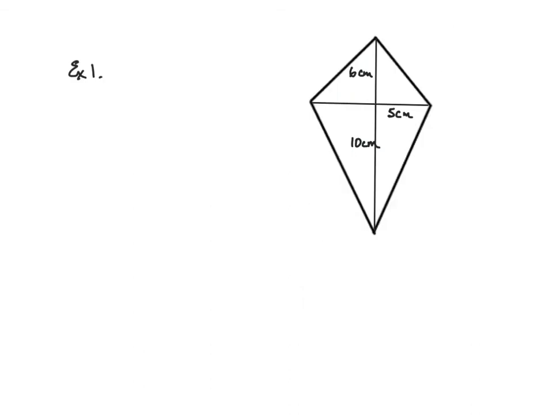So example 1, we've got a kite here. We want to work out the area of this kite. We're given different dimensions. So what we want to do is to work out the length of both diagonals. So we want the distance from one side to the other. Now we can see that this distance here is 5 centimeters. Because the kite has a vertical line of symmetry, what we can say is that this must be 5 centimeters as well. So the distance from one side of the kite to the other, one of the diagonal lengths, is 10 centimeters.